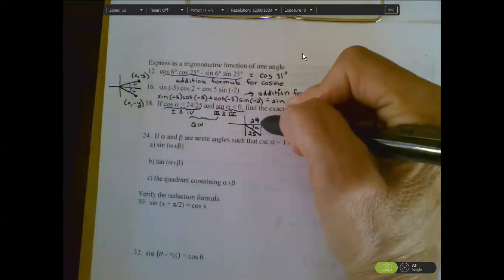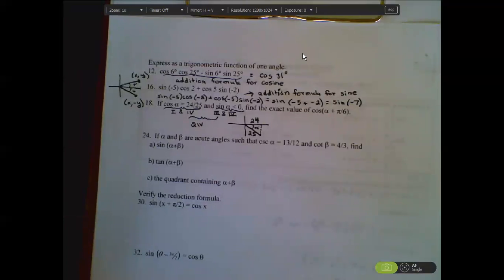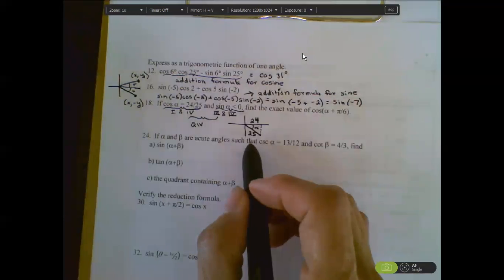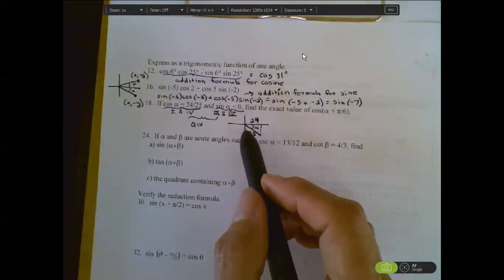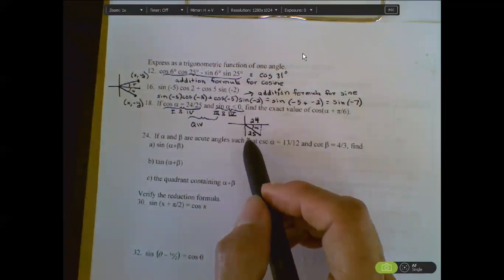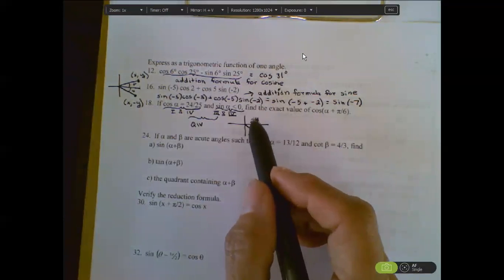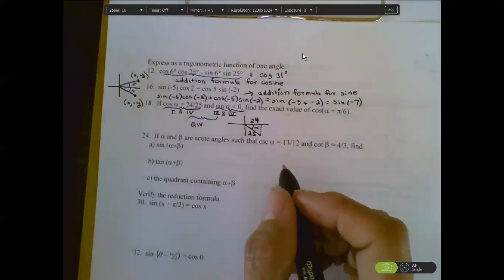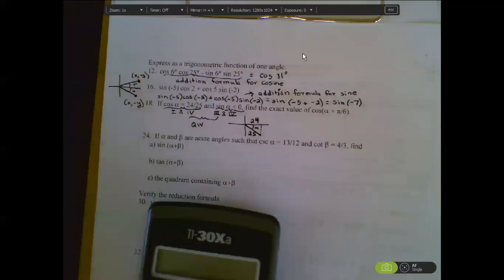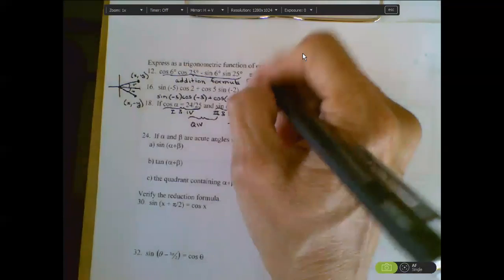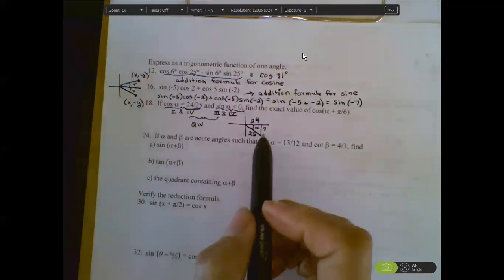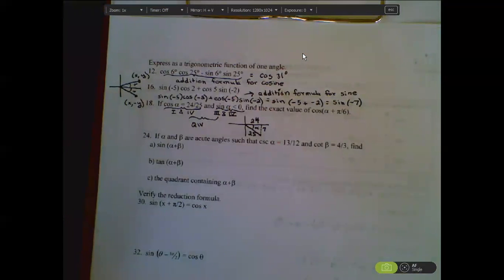How could I find this vertical leg? Pythagorean theorem. Yep. 25 squared is 625. 24 squared is 576. 625 minus 576. I think that's 49, but I'm going to double check. It is. Okay, so the square root of 49 is 7. 7, 24, 25 is a Pythagorean triple.